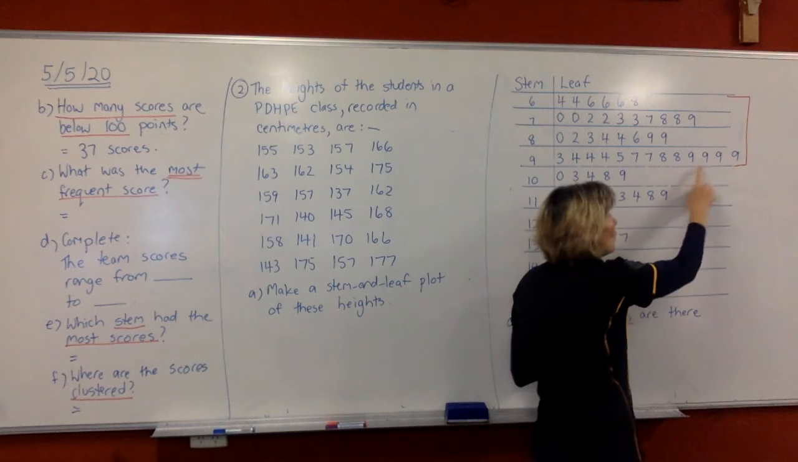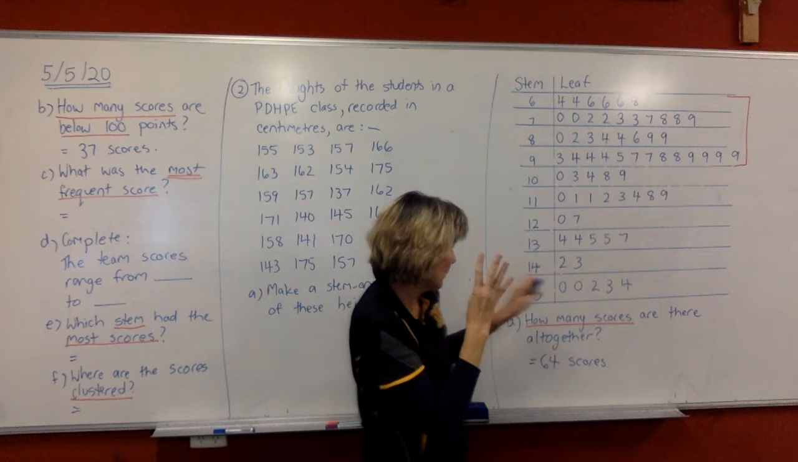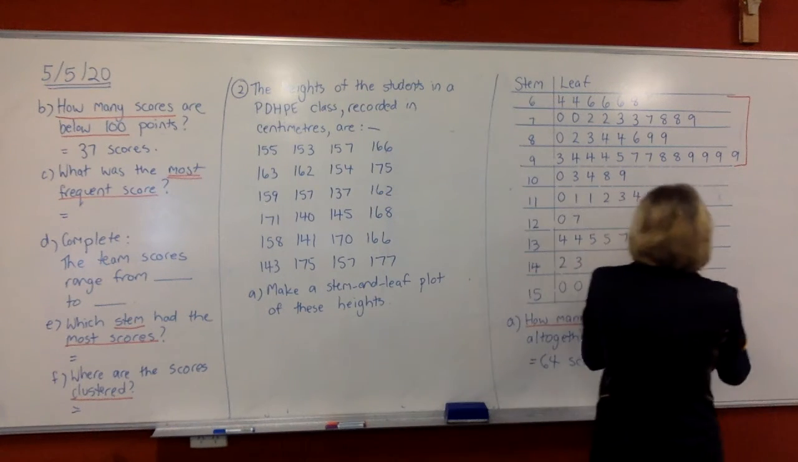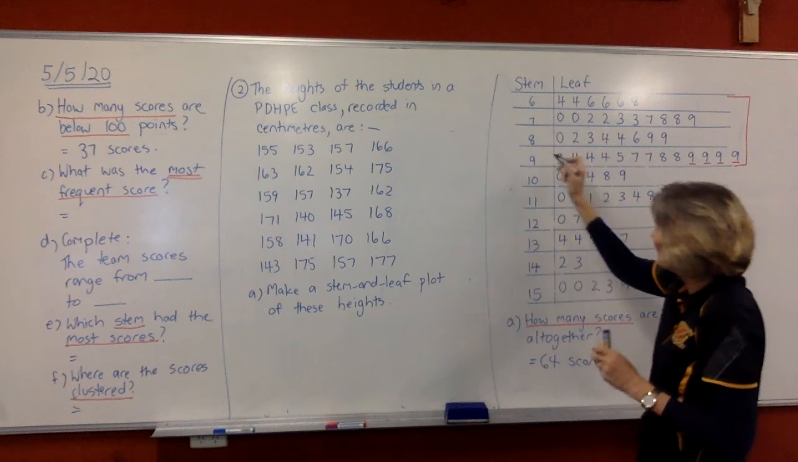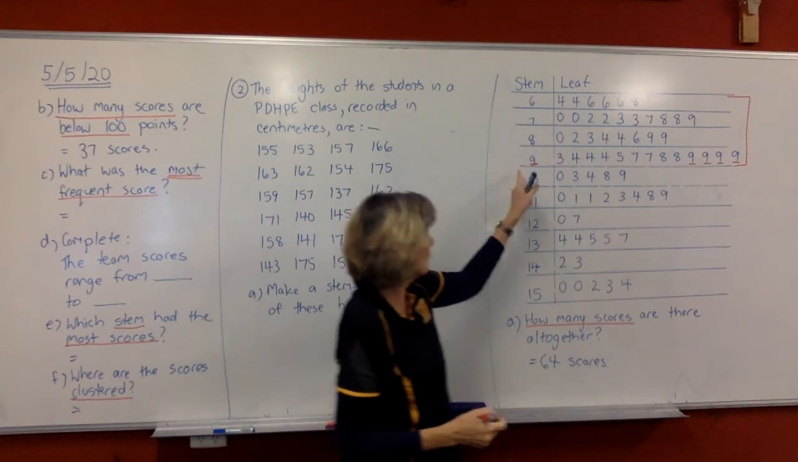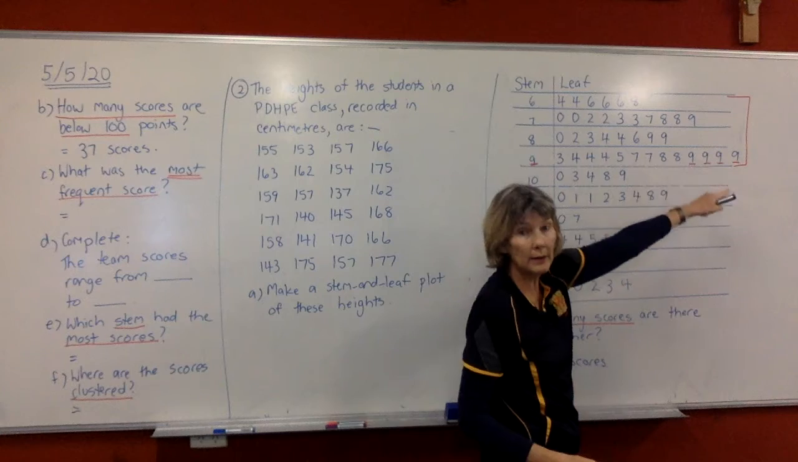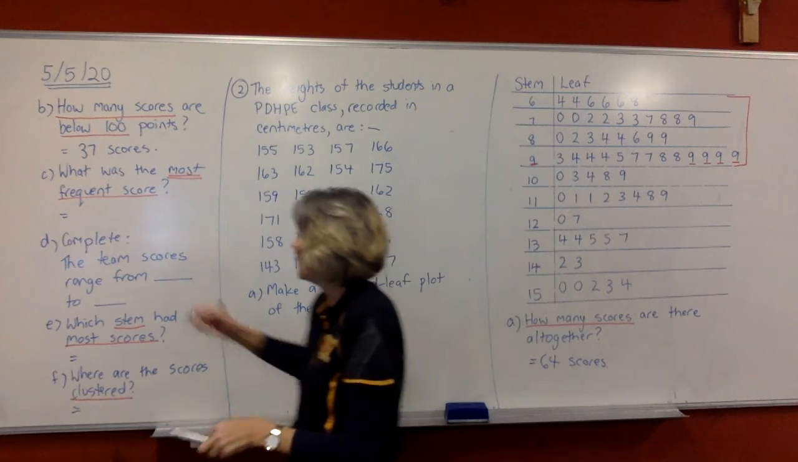Over here we have 4 9s in a row. So we're going to try and beat 4 in a row. And we don't have it anywhere else. So this is what we're looking at. So we've got to connect it with the stem. So that's a score of 99, 99, 99 and 99. So that's the most frequent score, 99.